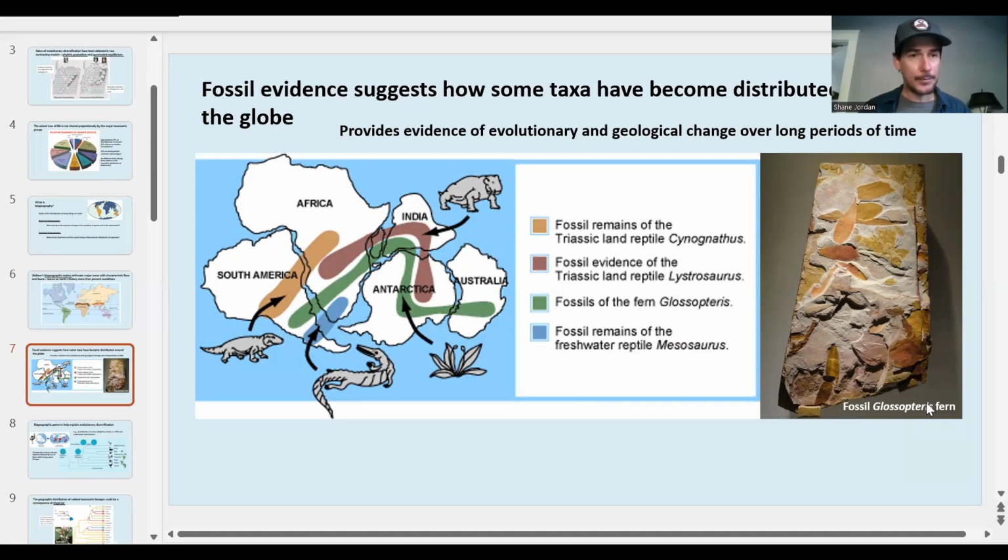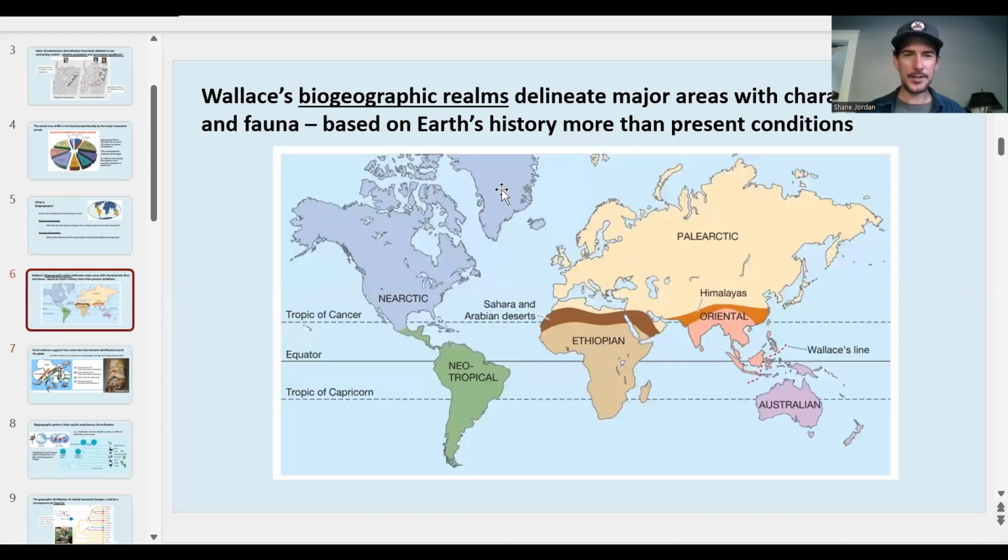We probably today have a better understanding than Wallace did about how taxa have been distributed around the globe historically. And we know about this from the fossil record. And so we can look at the fact that although we know today that the continents are distributed in this way across the globe, that wasn't always the case. And we have a lot better understanding of this via the science of plate tectonics.